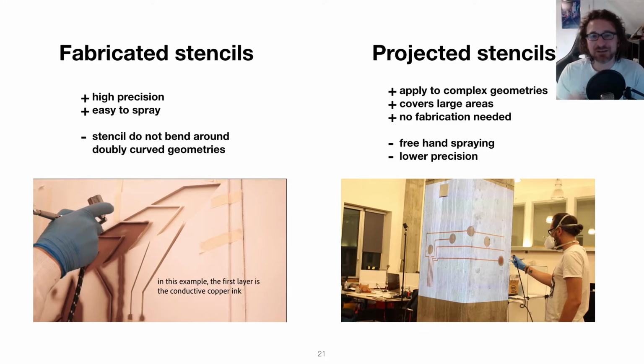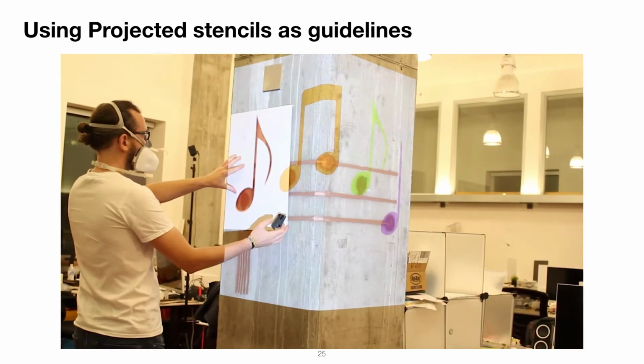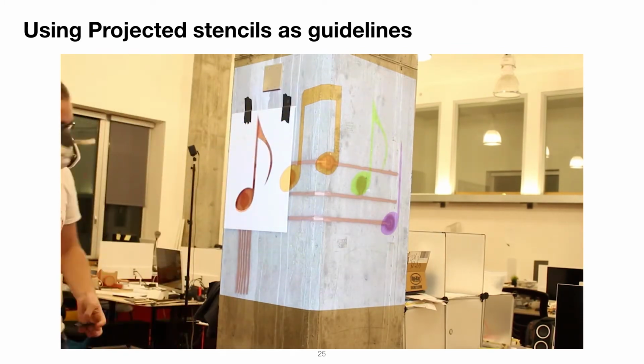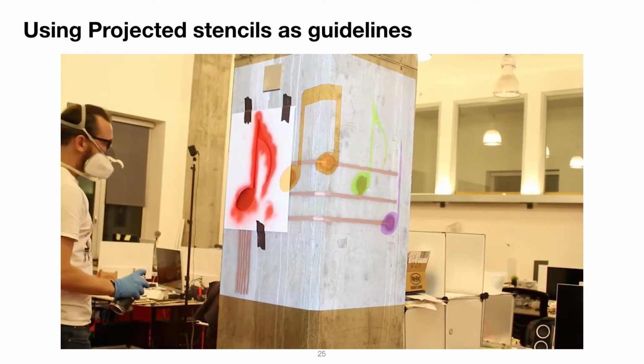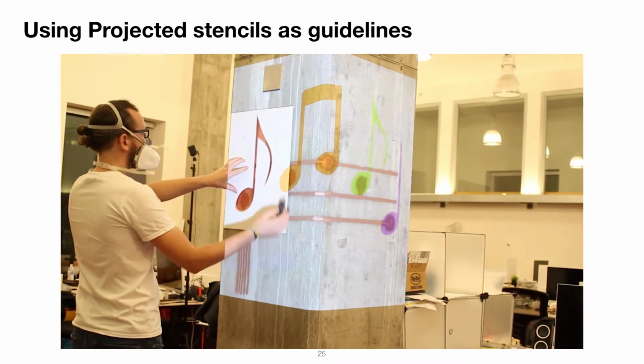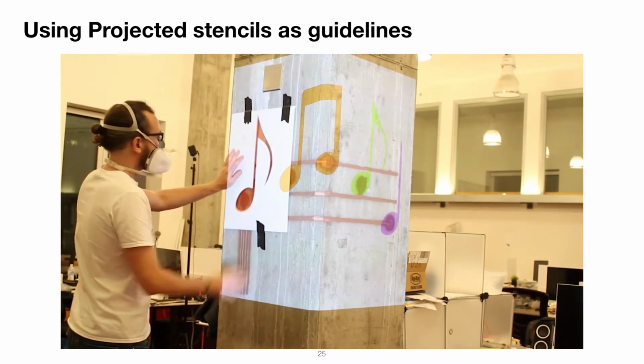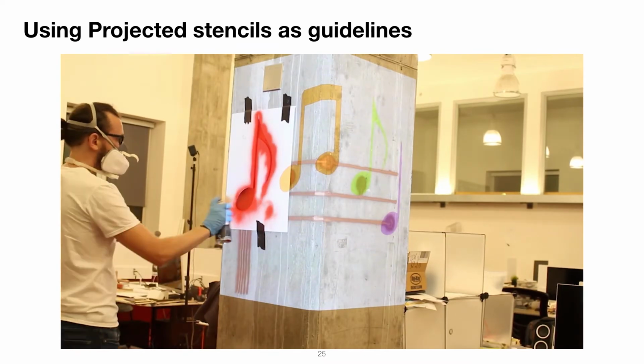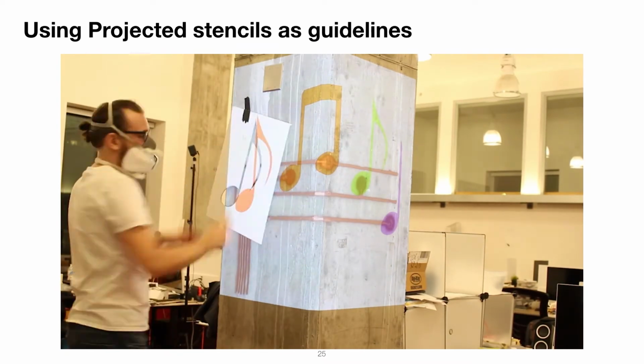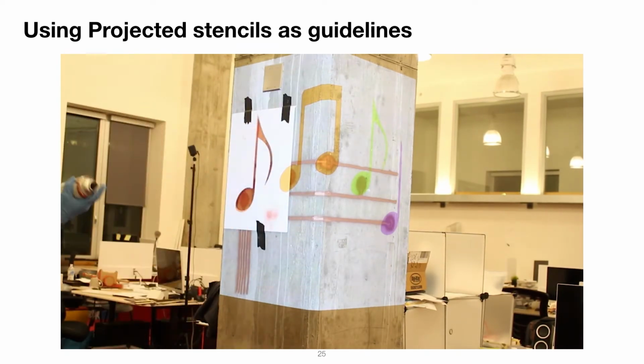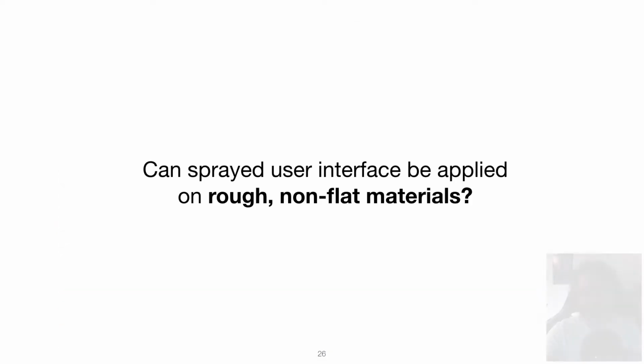However, you can also combine the advantages of both stencil types. You can use the projected stencil as a guideline where to put your fabricated stencil. In this way, you have full control over your entire design, and you can fabricate parts of the design as fabricated stencils, and then spray them one after the other.